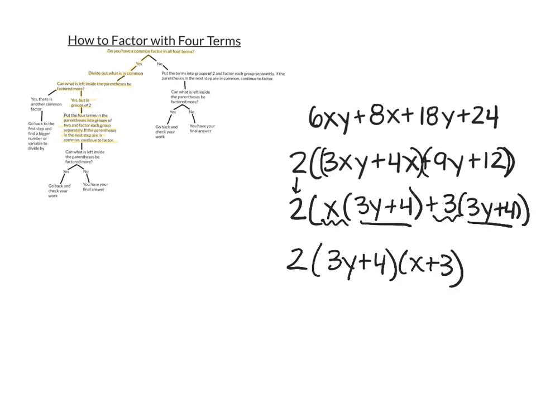Let's continue. Can what is left inside the parentheses be factored more? Do we have another common factor? Do we have a difference of squares? And no, we do not. So you have your final answer with this one here.